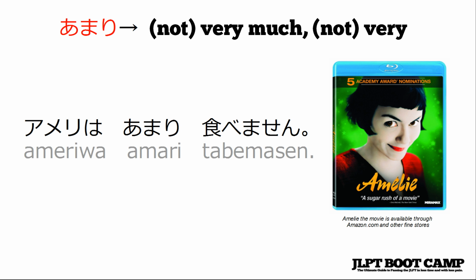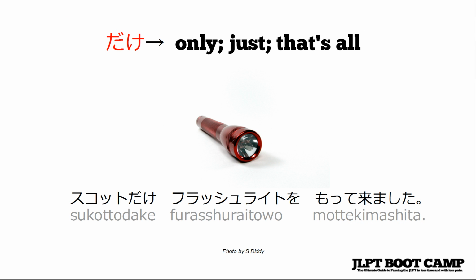Now for dake, dake means only, just, that's all. For example, the example sentence here, Scott dake flashlight o motte kimashita. So only Scott brought a flashlight. Everyone else didn't bring a flashlight. So we're emphasizing only Scott here. We're not talking about the flashlight. We're talking about Scott. Only Scott brought the flashlight with him.